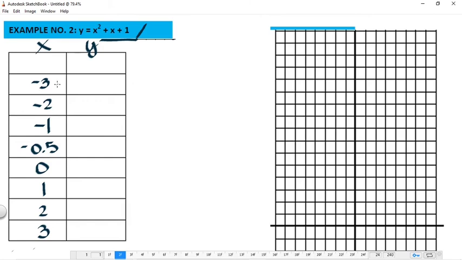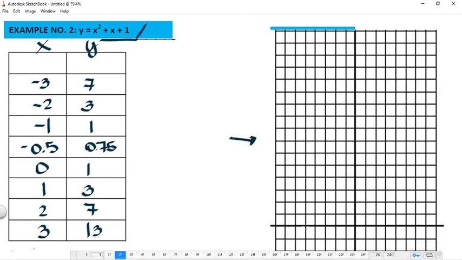So if x is negative 3, y is positive 7. Okay, I will just write the answers. Positive 3, 1, 0.75, positive 1, positive 3, positive 7, and lastly, positive 13. Our data is complete. We just have to plot these points to this graph.